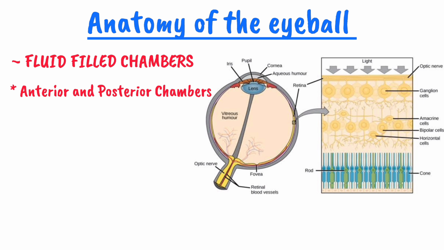Number 3, the vitreous chamber. Filling the majority of the eyeball, the vitreous chamber is located behind the lens and contains vitreous humor, a gel-like structure that helps maintain the eyeball's shape and supports the retina.